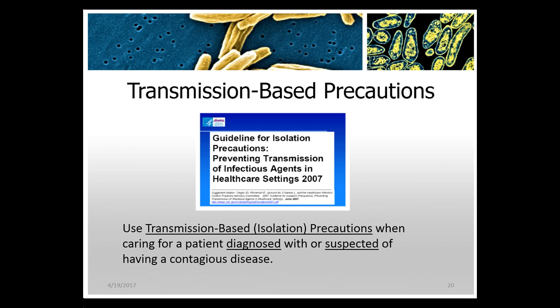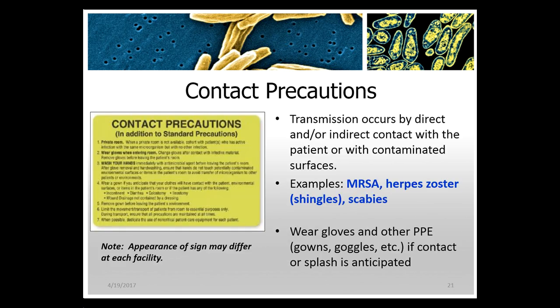Transmission-based isolation precautions are used for caring for patients who have been diagnosed with or are suspected of having a contagious disease. Contact precautions. Transmission occurs by direct and indirect contact with the patient or with contaminated surfaces. Examples of illnesses that may need contact precautions are MRSA, or multi-drug resistant organisms, herpes zoster such as shingles, and scabies. Some of these illnesses can be cared for using standard precautions, but if containment is not as feasible, then contact precautions should be considered.